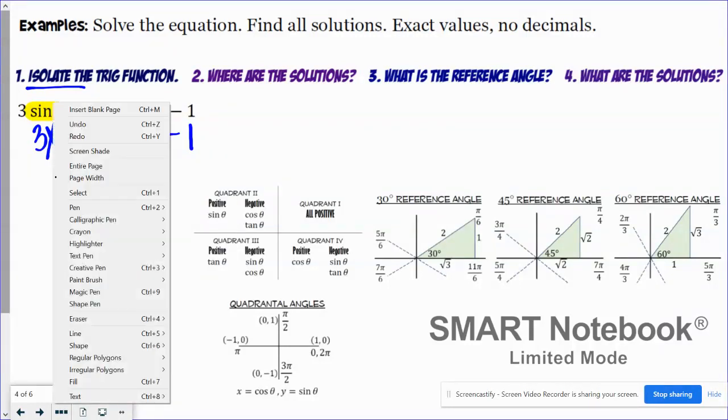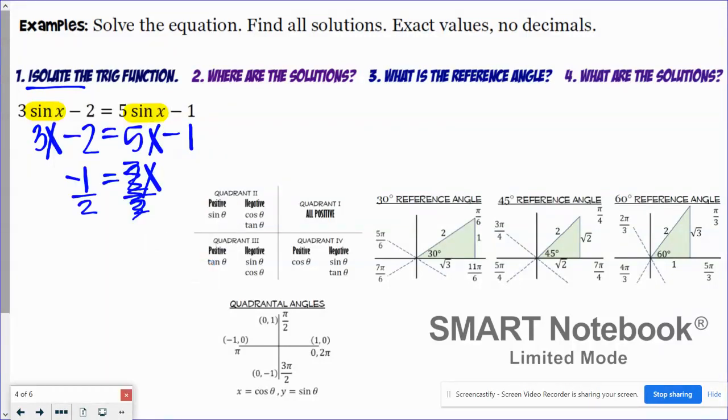X is negative 1/2. But did I get x all by itself, or did I just get sine of x all by itself? I just got sine of x all by itself. I ignored the sine for a little bit. It has to come back though. But I ignored it so I could isolate the trig function. Get x all by itself, you get the trig function all by itself.